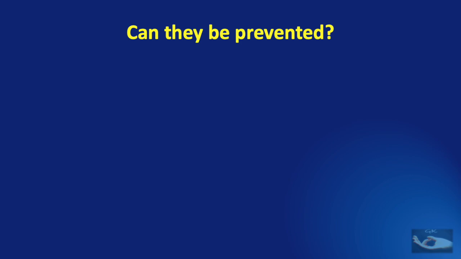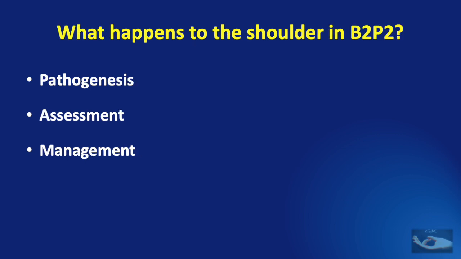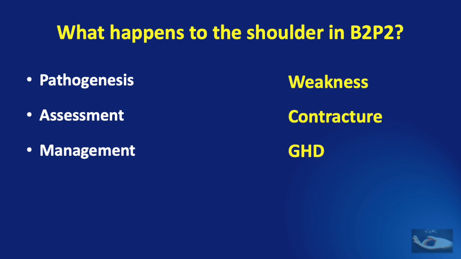Is it possible to prevent these three problems from occurring in the shoulder of a child affected by birth brachial plexus palsy? Yes, to a certain extent, through correct therapy, appropriate splinting, appropriate use of botulinum toxin or Botox injections, and early surgical interventions during infancy to get back the reinnervation of the denervated muscles around the shoulder. When these methods are inadequate or they fail, we get the problems in the shoulder. We shall now learn about the pathogenesis, the assessment and the management of all the problems that occur in the shoulder in birth brachial plexus palsy, namely weakness, contracture and glenohumeral dysplasia.